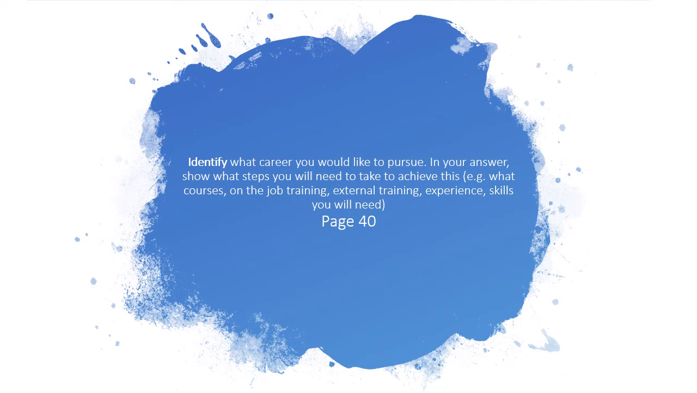The next part of the question on page 40 is to identify what career you would like to pursue. In your answer, show what steps you will need to take to achieve this. You thought previously about courses and college, so now you're going to look at your career. What's your career choice? Have a look at what you need to do that career, like we said before about studying nursing. Find out how you can study nursing. What courses would you need to start?